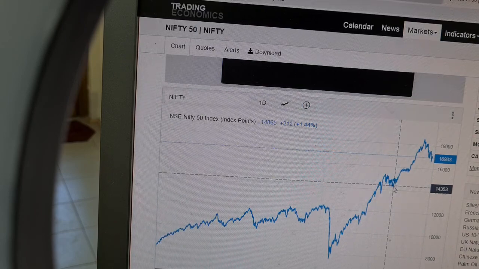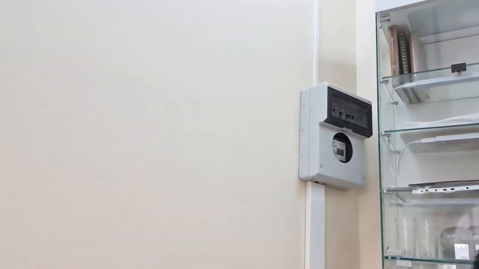This is the kind of phenomenon I wanted to discuss, so that you can be careful. Still, this is the way the market is going to be.